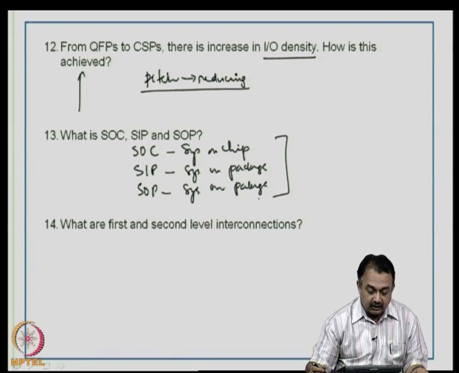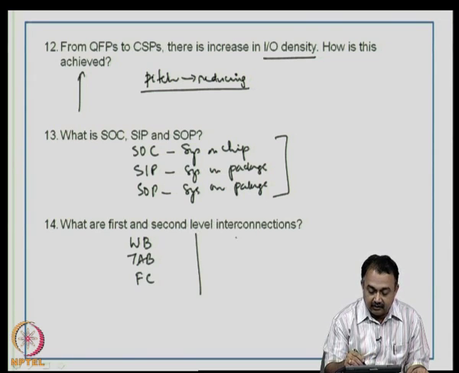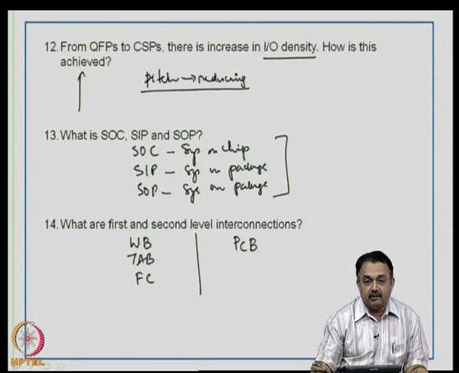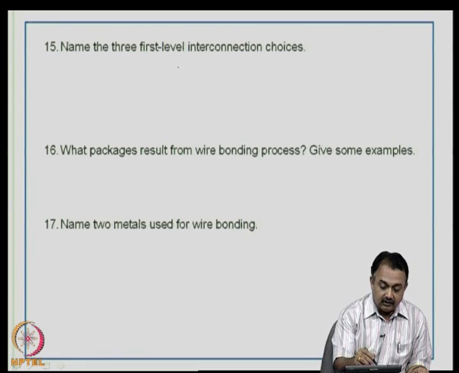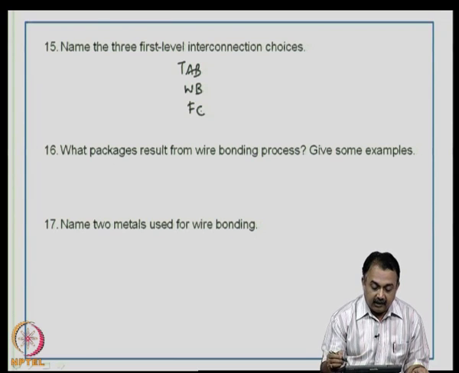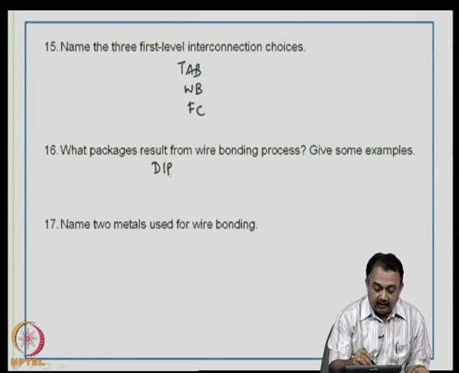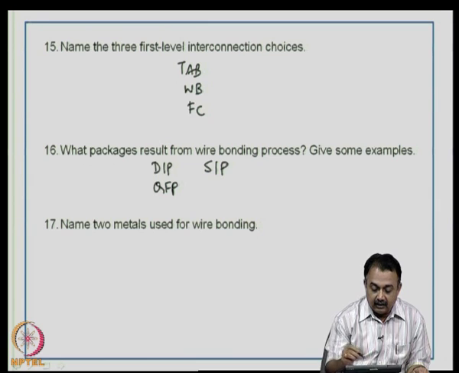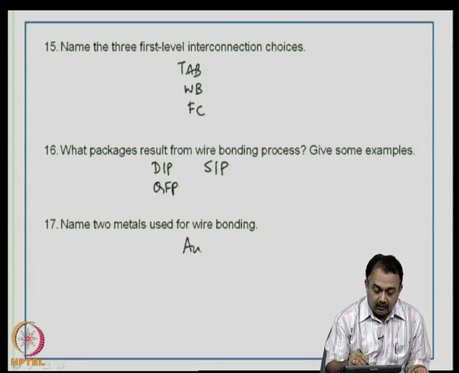We have seen in today's class first level interconnections, that is wire bond, TAB and flip chip, and the second level interconnections are typically taking place at the PCB or the PWB stage. So, the three first level interconnection choices are TAB, wire bond and flip chip. What packages result from wire bonding process? Give some examples. Typically it will be a DIP package or a QFP package, or a SIP package, single in line package and so on. Name two metals used for wire bonding: gold, aluminum.